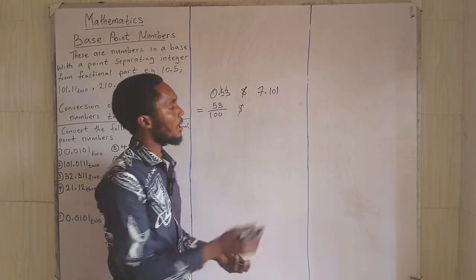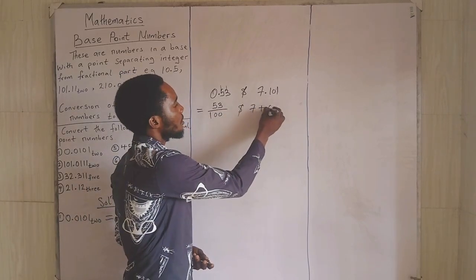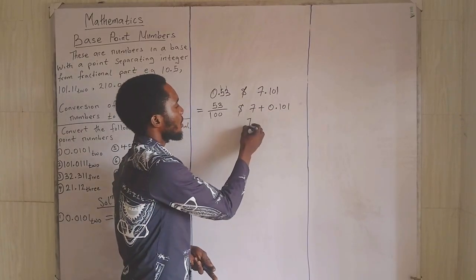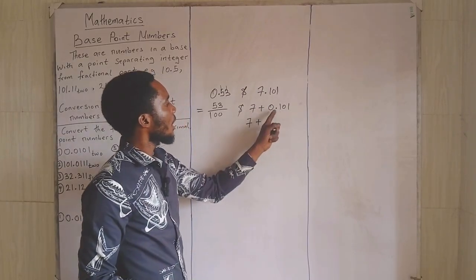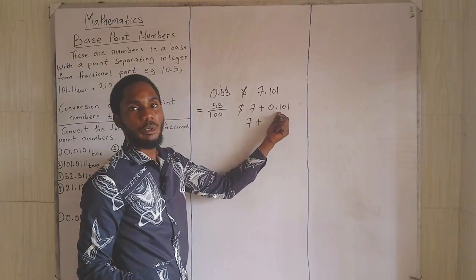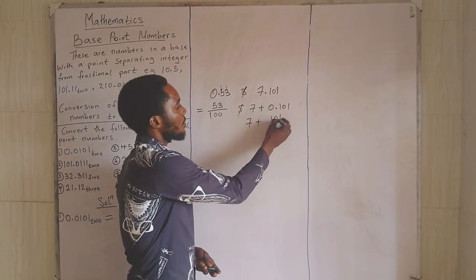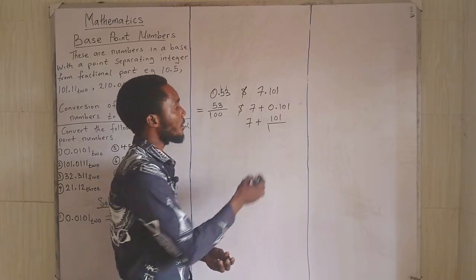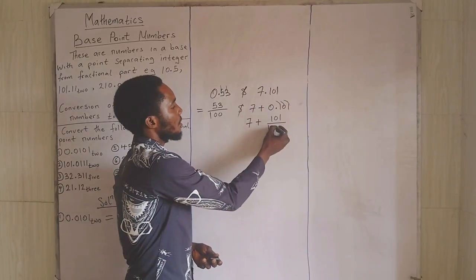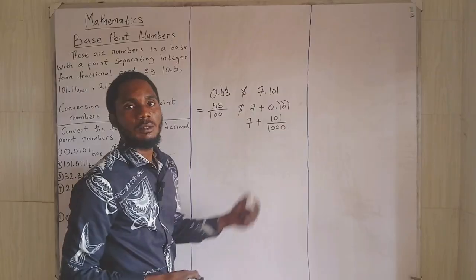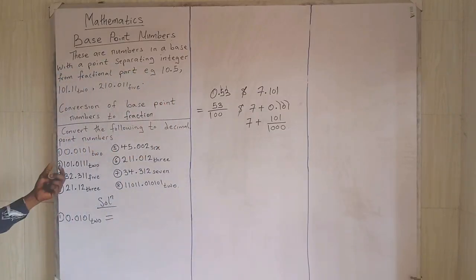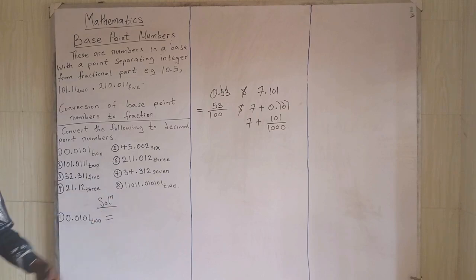7.101 can be written as 7 plus 0.101. This is equal to 7 plus the number after the point, 101, over 1. How many digits are after the point? 3, so 1 followed by three zeros. We are going to use these same ideas to convert other base point numbers to fraction.